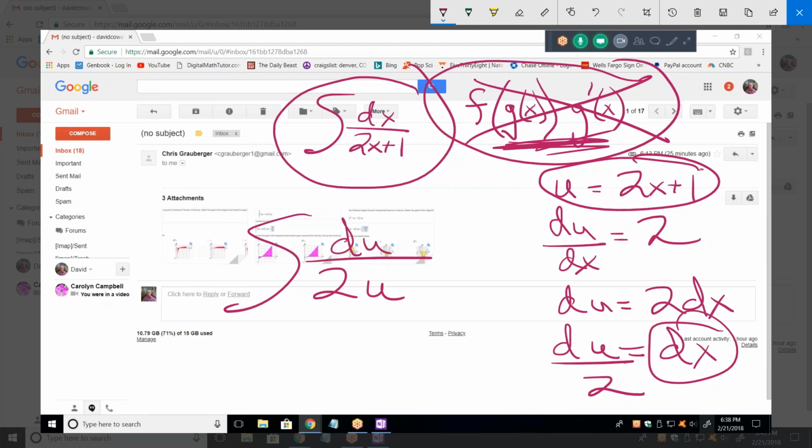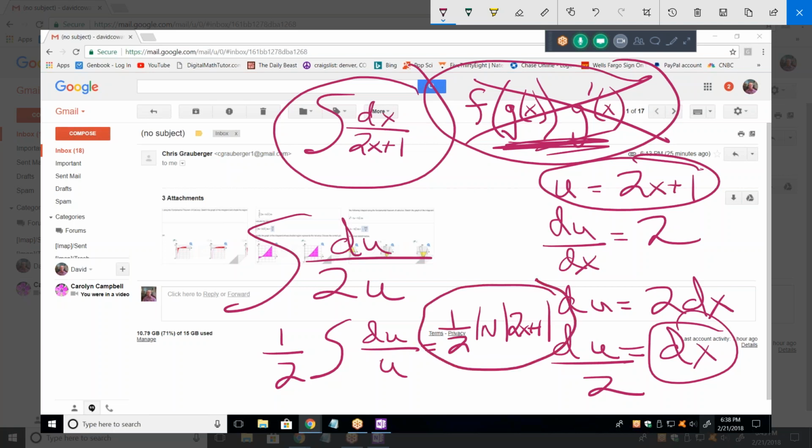I can take the 2 out of the bottom, make it look like this. In other words, you can take constants out, you just can't take variables out. And that now becomes 1/2 natural log of u, which is 2x plus 1. Now, if I differentiate that, I will get back to my original function. Notice that I'll have 1 over 2x plus 1 times 2 divided by 2.